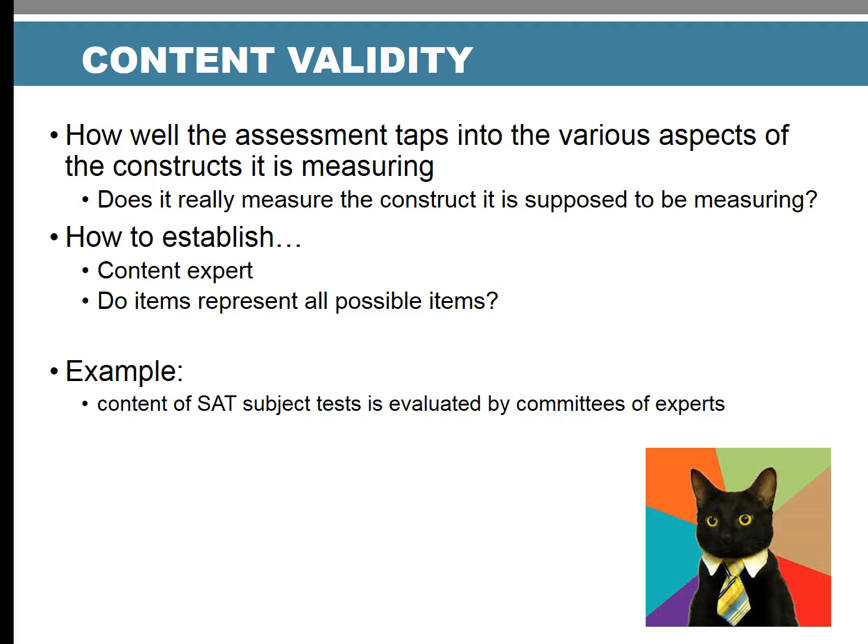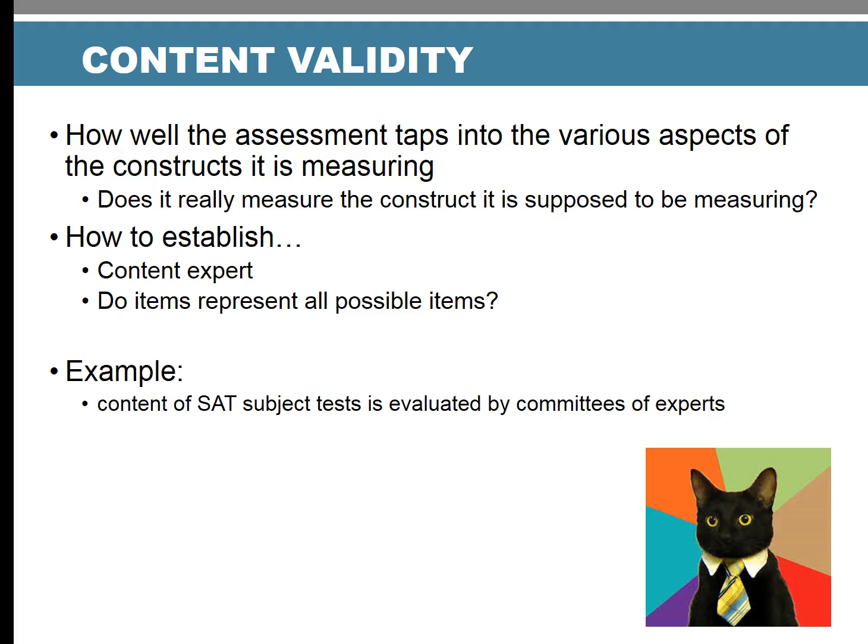So content validity is how well the assessment taps into the various aspects of the construct that's being measured. Remember, we said a construct is an idea that's grouped together. A construct is an idea that we're trying to measure, such as impulsivity. So with validity, we want to see, does it really measure the construct it's supposed to be measuring?